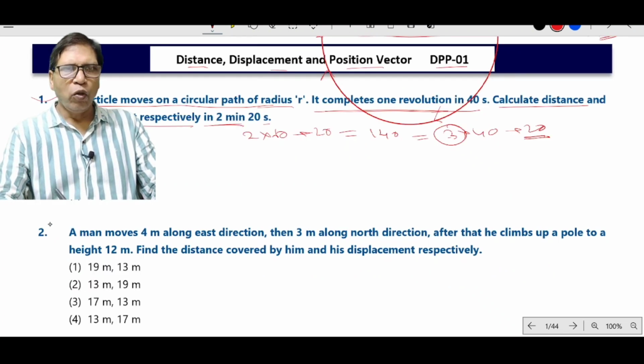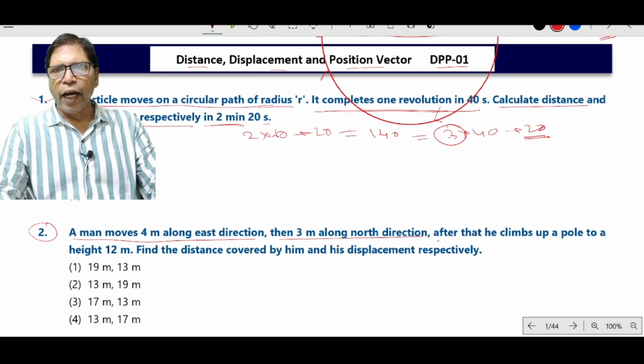Okay. Look at this, question number 2. A man moves 4 meter along east direction, 3 meter along north direction, and after that he climbs up a pole to a height of 12 meter. Find the distance covered by him and his displacement respectively. Suppose along east it is the i cap, along north it is the j cap, and in upward direction it is the k cap.